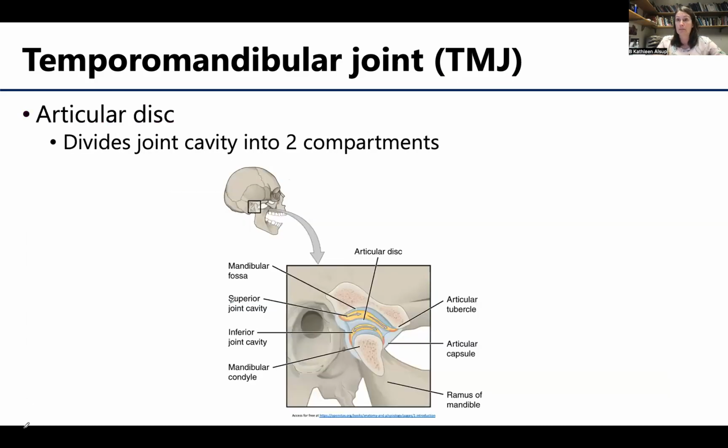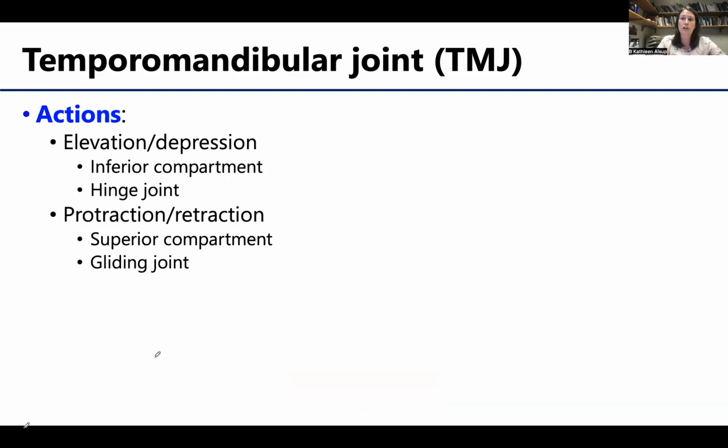It is a little more complex of a synovial joint in that it has an articular disc associated with it, a complete fibrocartilaginous disc. And what it will do is divide the articular cavity into a superior joint cavity above the articular disc and an inferior joint cavity inferior to the articular disc. And this will play a role in allowing actions to occur separately.